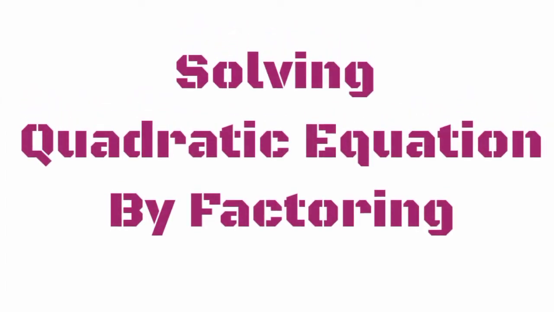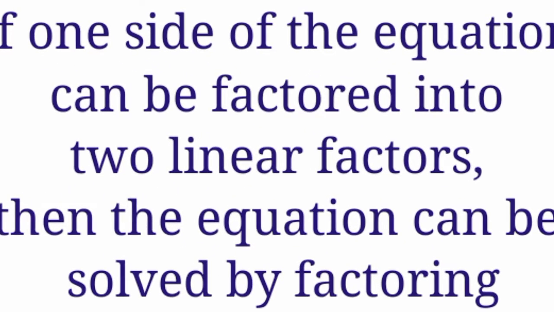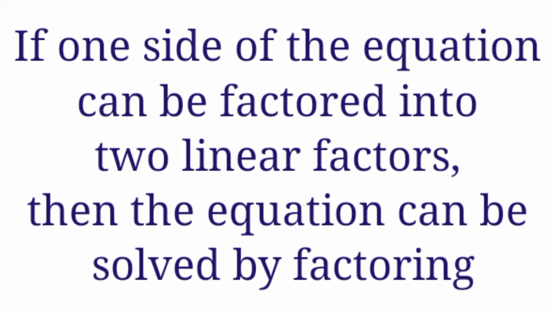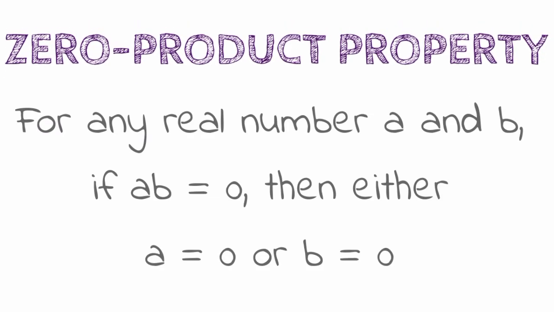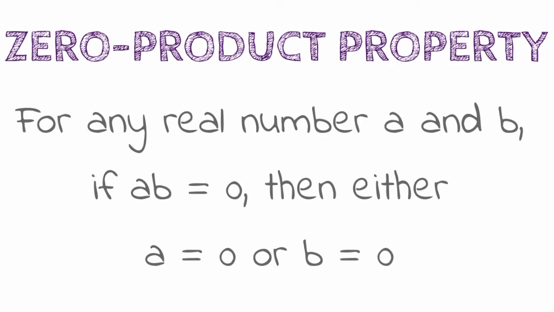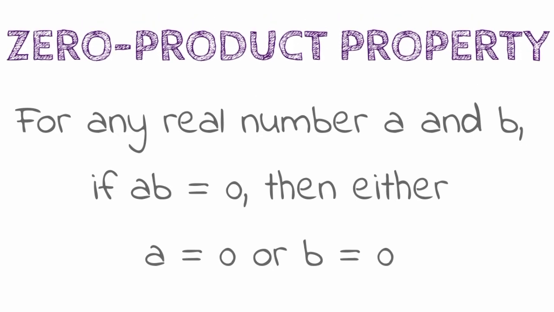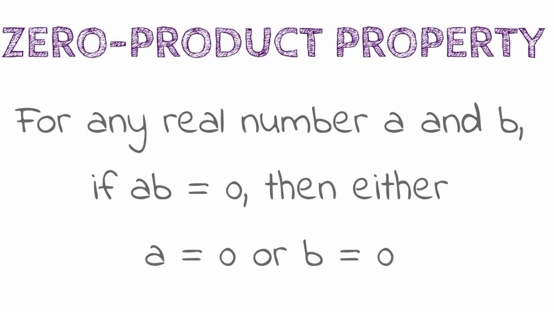So today, we are going to discuss solving quadratic equation by factoring. If one side of the equation can be factored into two linear factors, then the equation can be solved by factoring. And we are going to use the zero product property, which states that for any real number a and b, if AB is equal to 0, then either A equals 0 or B equals 0.